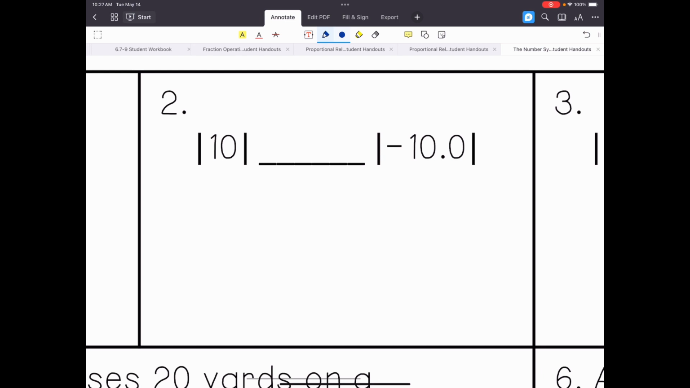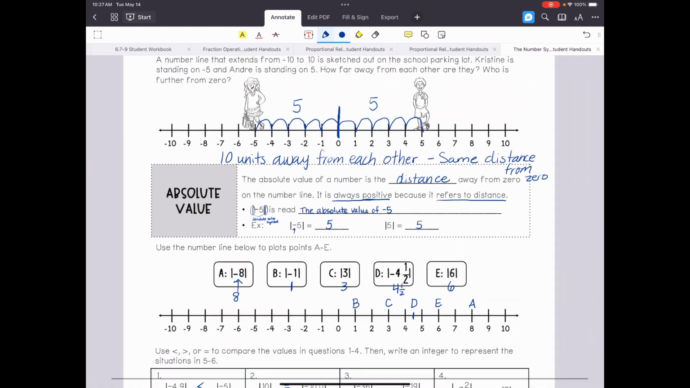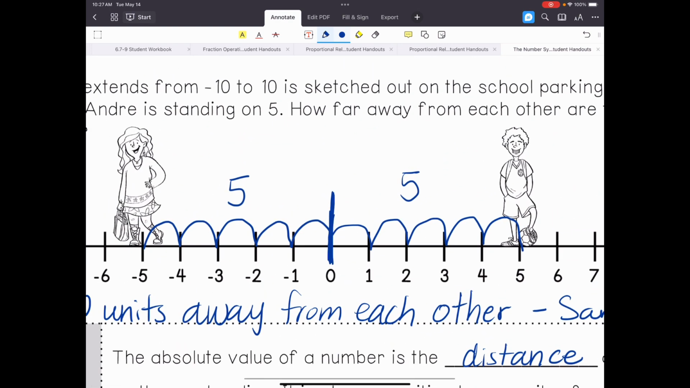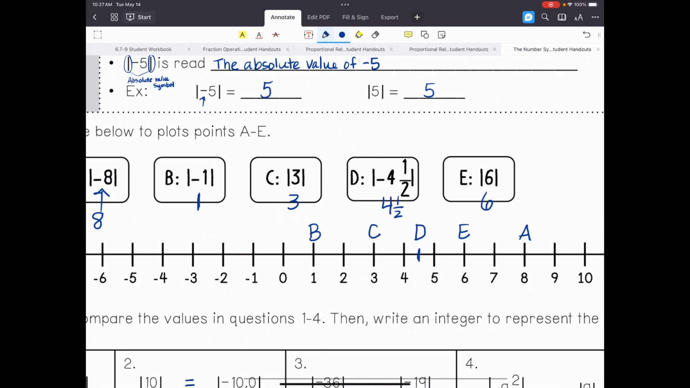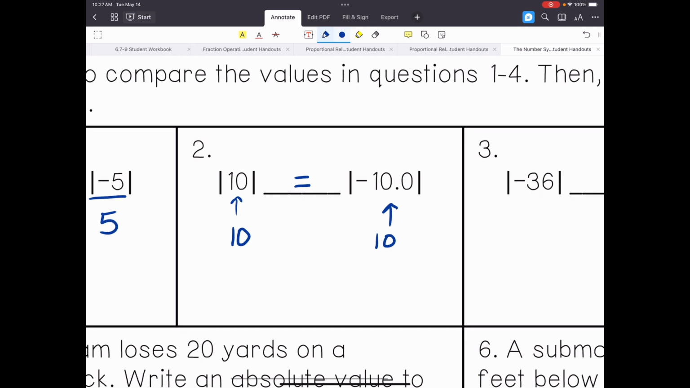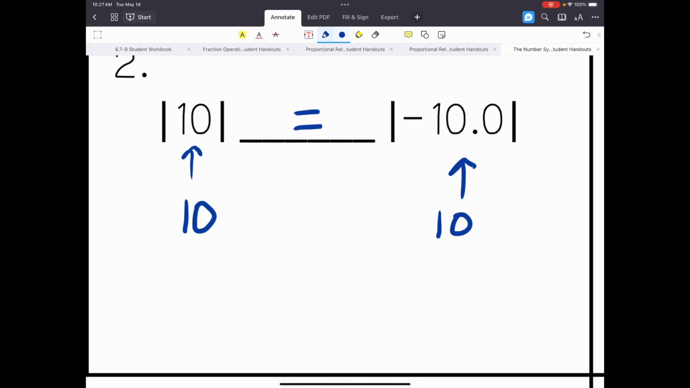For this one, we've got the absolute value, so the distance from 0 for 10 is just 10. And the distance to 0 from negative 10 is also 10. So this is a situation where we have equivalent absolute values, the distance. This is just like Christine and Andre up at the top. They had the same absolute value as one another, even though they were standing on opposite sides of the 0, they had the same absolute value because they were both 5 units away. And this one, they're both 10 units away, so they're equivalent.